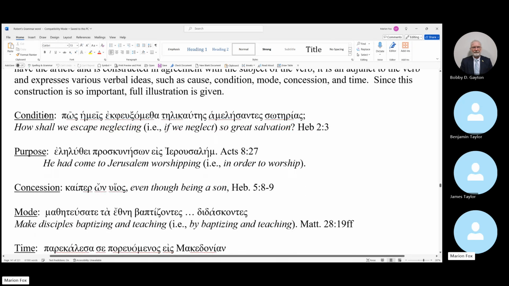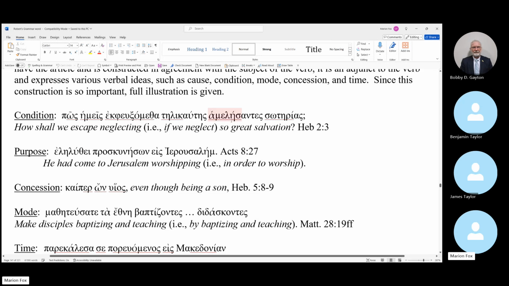All right, there's a conditional. It's expressing a condition. Pos hemes ekpheuxometha telikautes amelesantes soterias. How shall we escape neglecting so great a salvation? Hebrews 2:3. How shall we escape? Now the "we" is emphatic. Hemes is automatically emphatic because the verb already has its pronoun attached to it at the end: ometha.